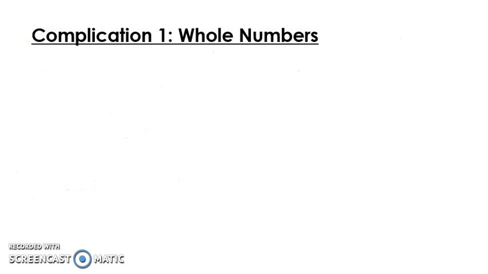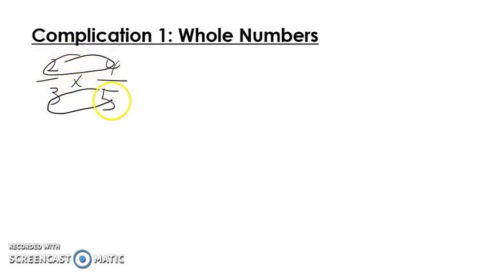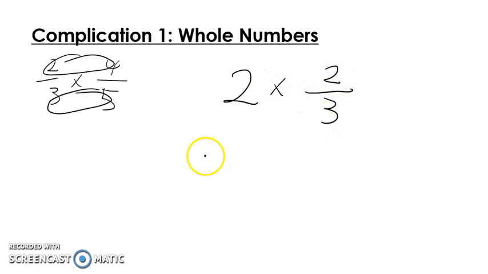A couple more complications before we move on to the rest, or before the end of this video. Remember I said when you have two fractions multiplied together, say 2 over 3 times by 4 over 5, you multiply the top and you multiply the bottom. What if we don't always have the top number for the numerator, we don't always have the bottom number for the denominator? Complication number 1. What if I have 2 times by 2 over 3? What do I do with it?